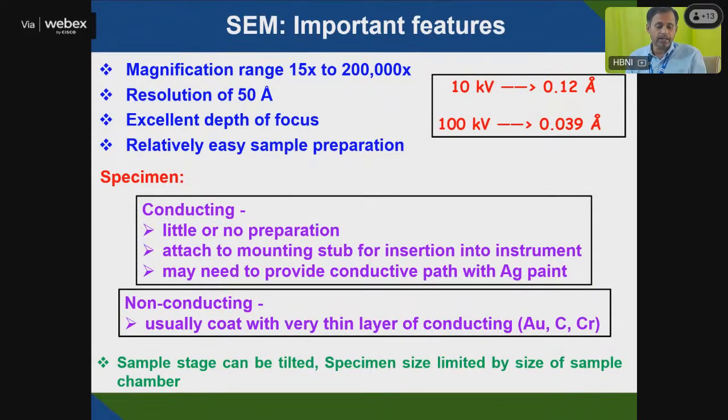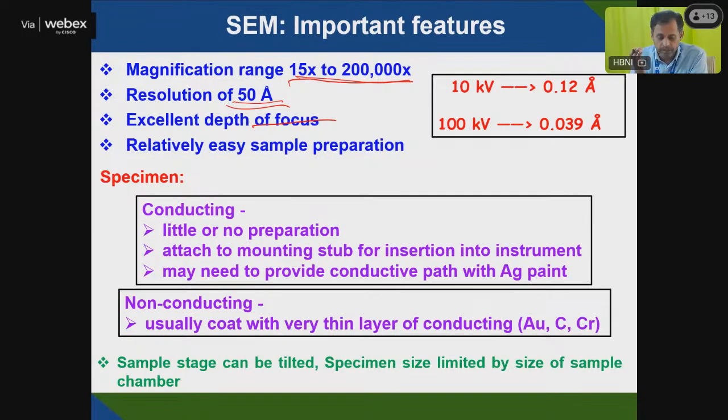The magnification can be raised from 15x up to 2 lakh (200,000x). The resolution is much higher, about 50 angstrom, and there is a large depth of focus. From the sample to the electron beam, you can vary the distance quite a lot, up to 30 mm or 40 mm. Sample preparation is also relatively easy: compared with TEM and other techniques, SEM sample preparation is very easy.